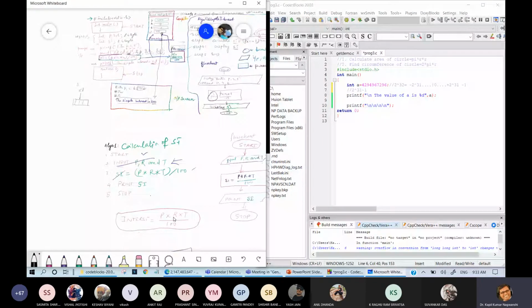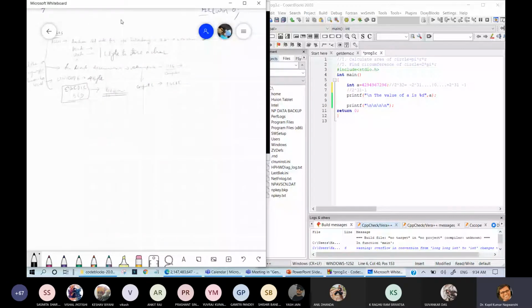Clear the board. Where is the clearing option? Okay, no, don't use this clear option.